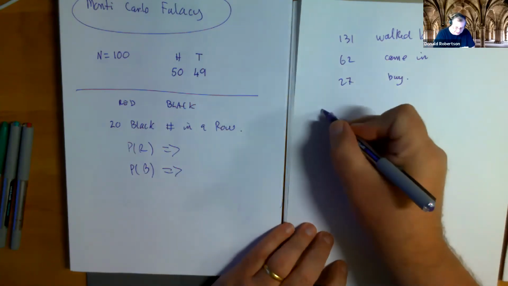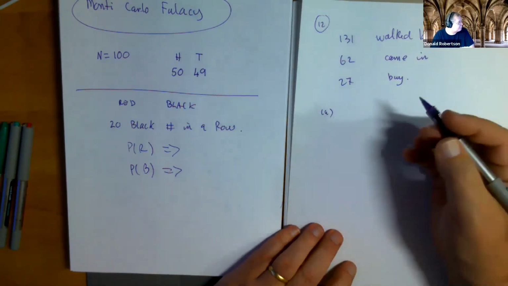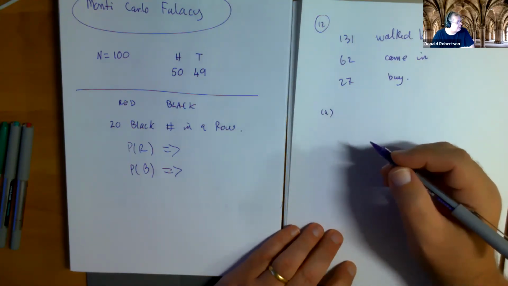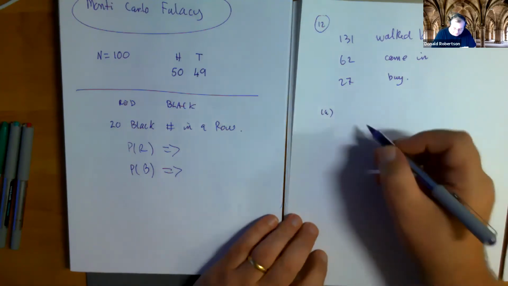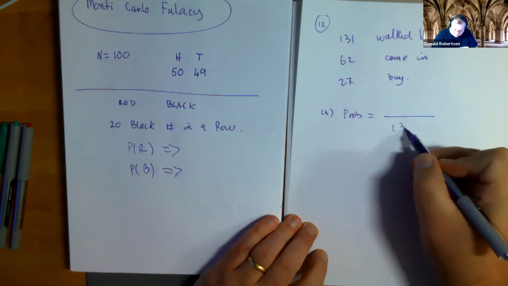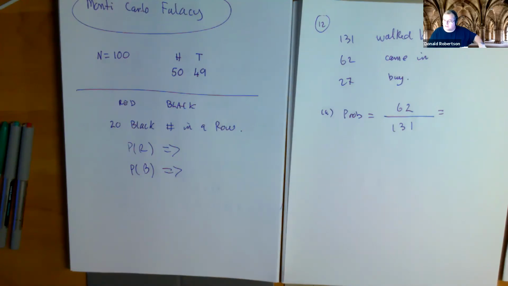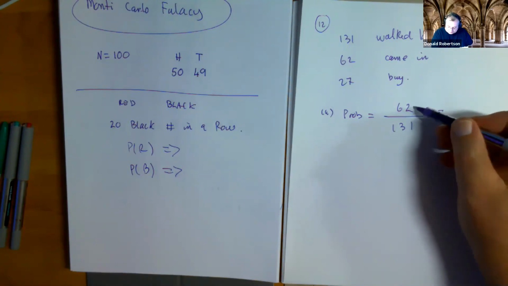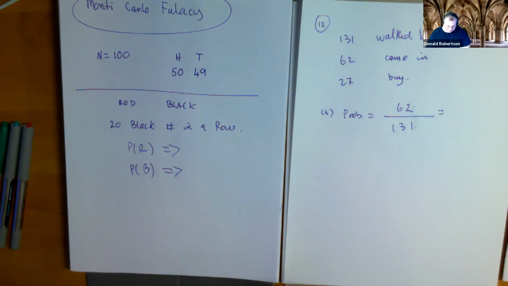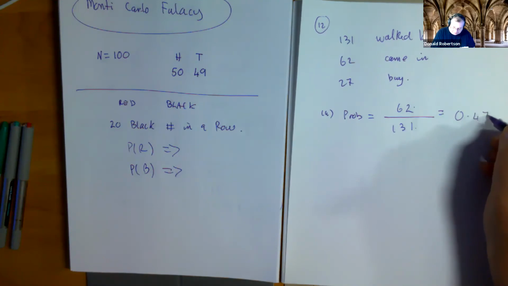The first question, A, from number 12, says, estimate the probability that a person who walks by the store will enter it. So 131 people walked by the store, but only 62 of them entered it. You agree? So the chances that somebody who walks by actually comes into your store is 62 out of the 131 that walked by. Turning this into a decimal, and they want the answer to 2 decimal places, so about 0.47.